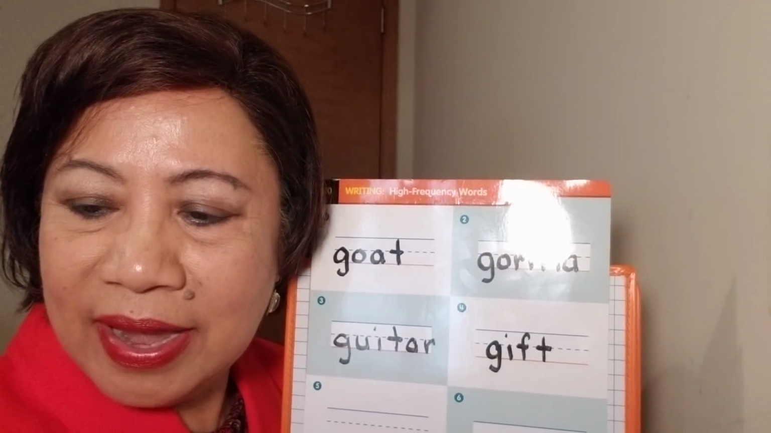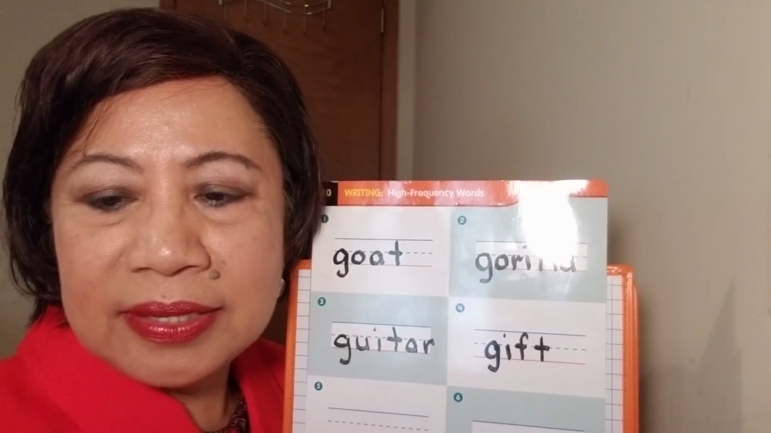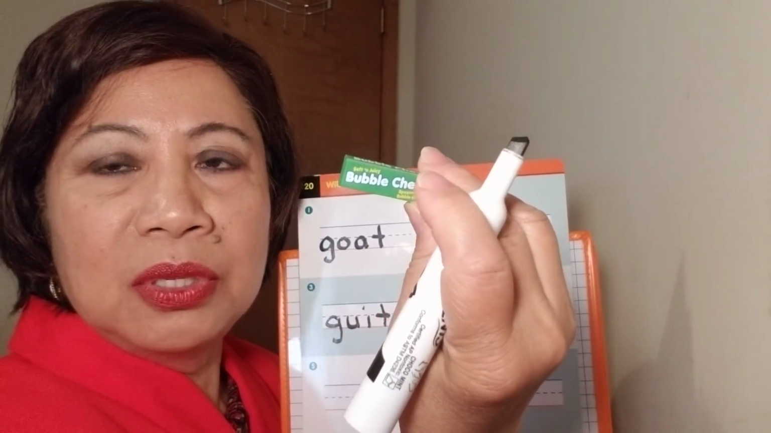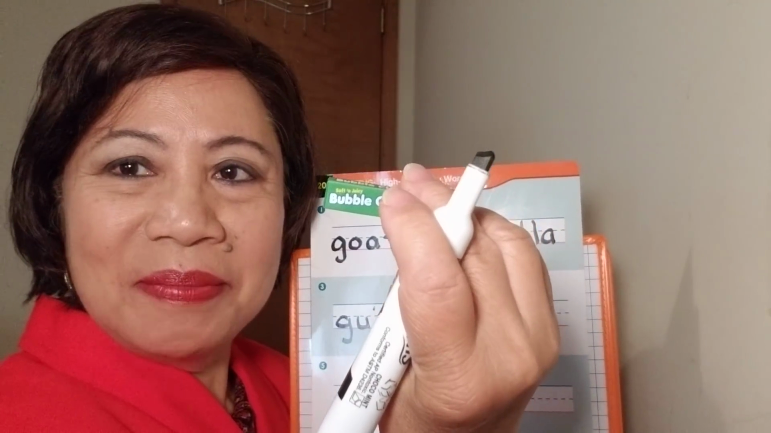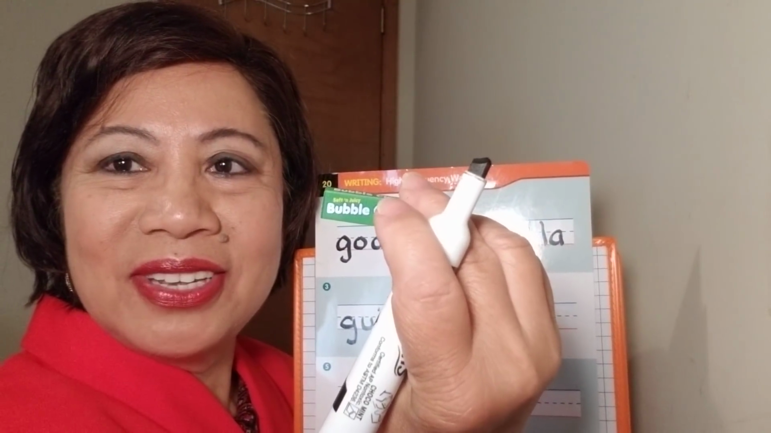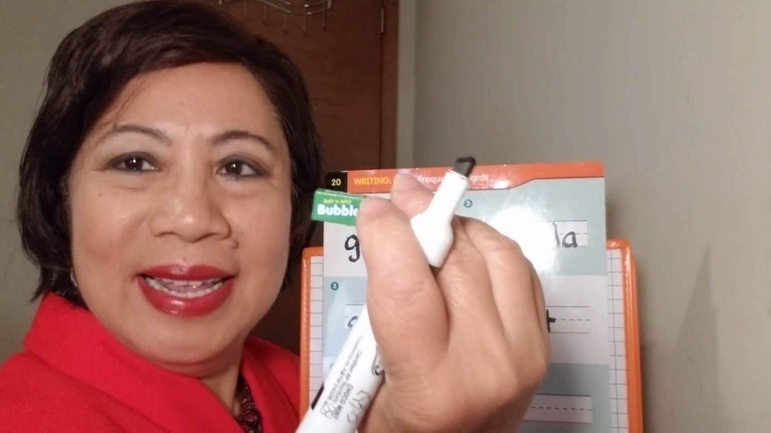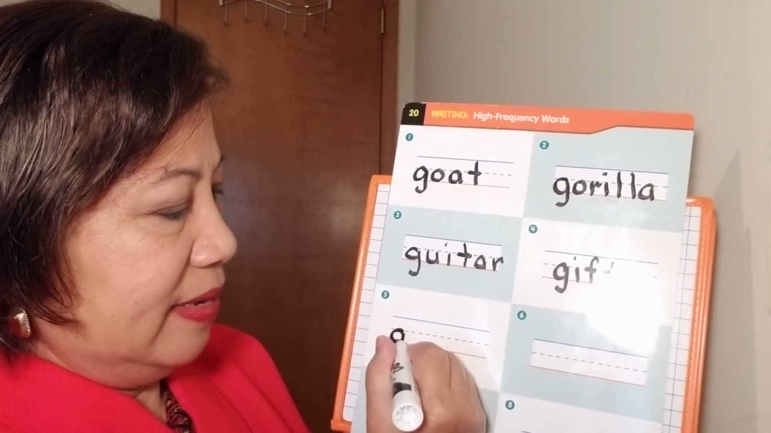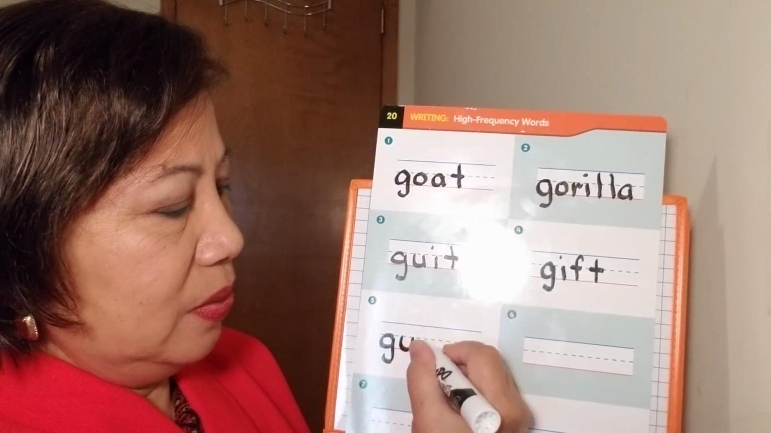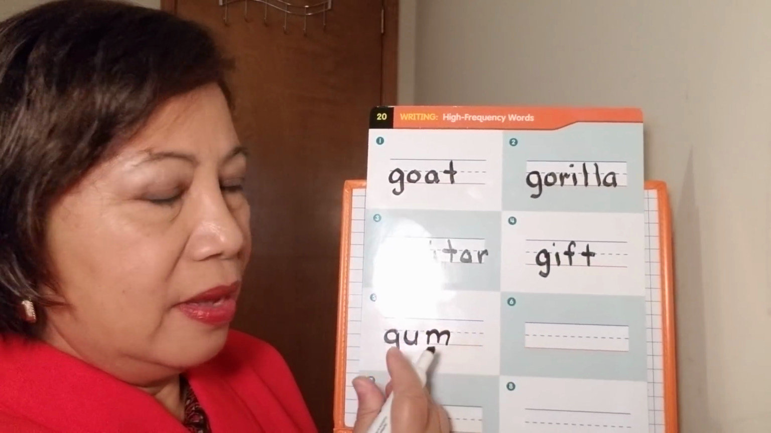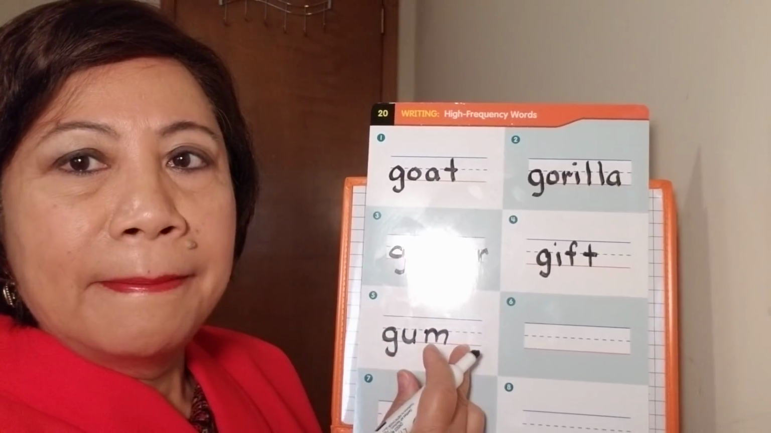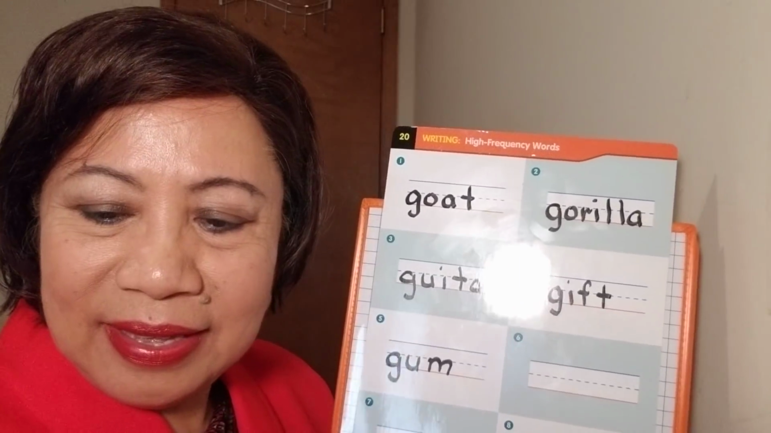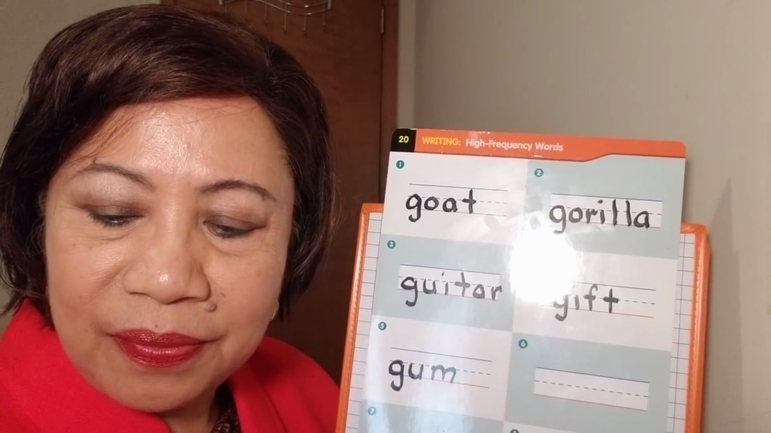What else can we find? Ooh, what is this? It says bubble chew. It's a gum. Gum begins with letter G. How do you spell gum? Let's write it down. G-U-M. Gum. All right.